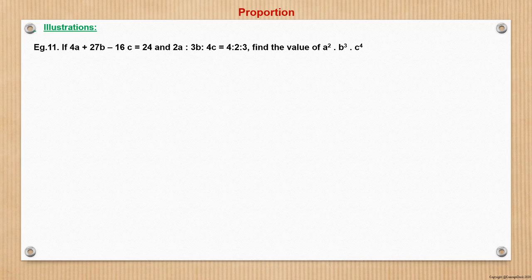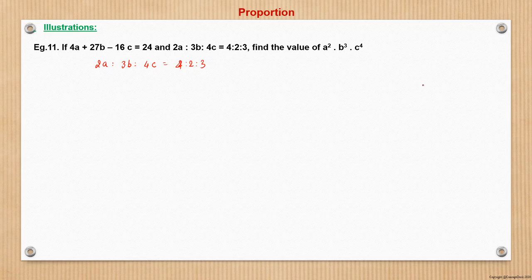One more question we will take. Here it says that if 4a plus 27b minus 16c is equal to 24, and the ratio is 2a is to 3b is to 4c is equal to 4 is to 2 is to 3. So it is given that 2a is to 3b is to 4c is equal to 4 is to 2 is to 3.